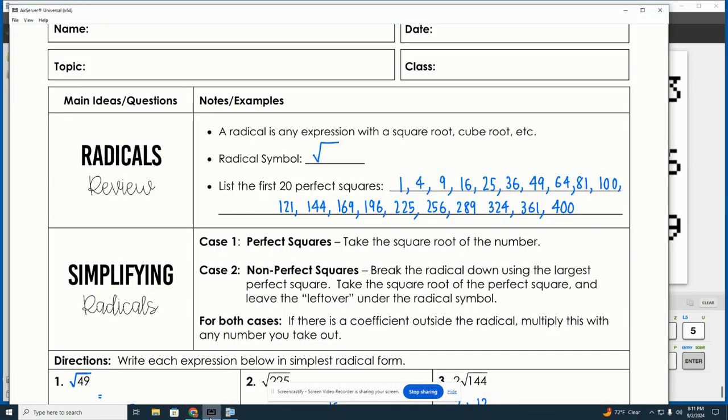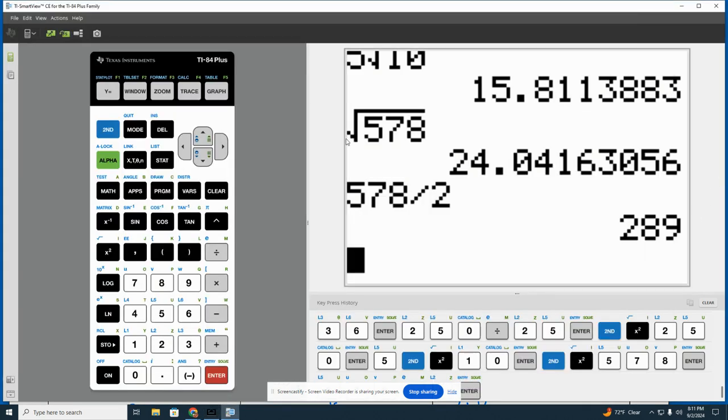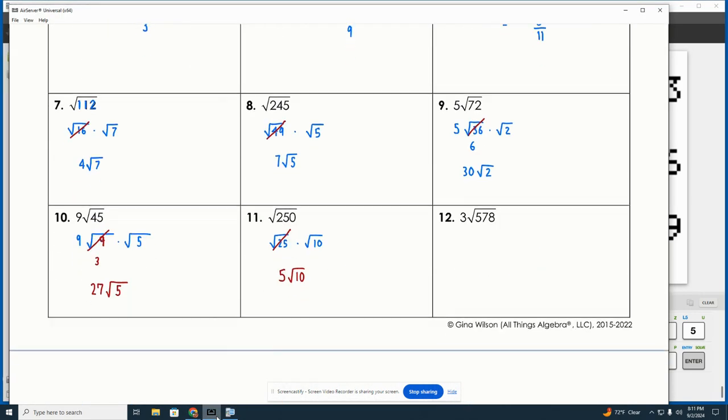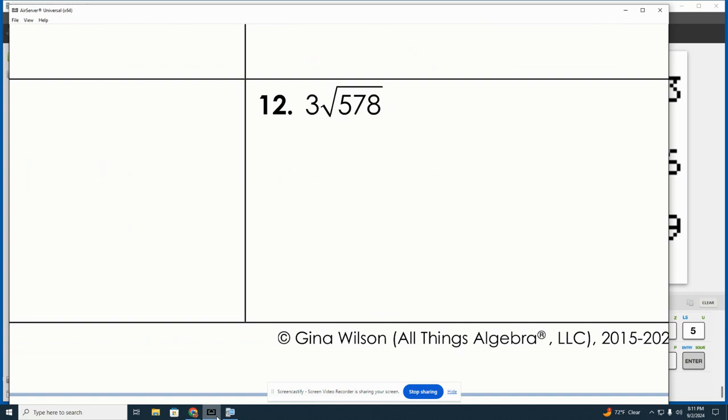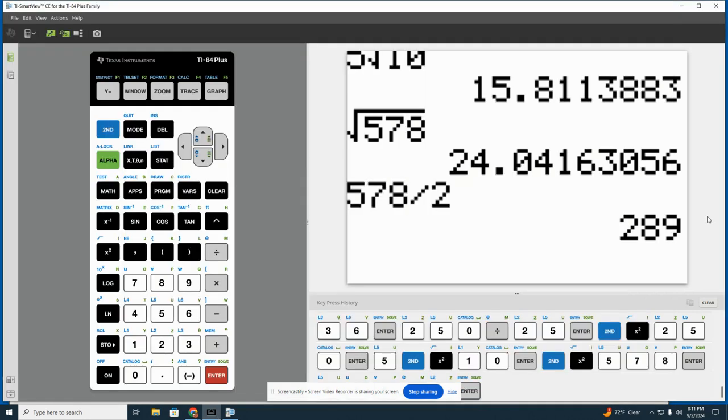Well, look at there. 289, it is a perfect square. So we found it. It's 289. Now, 289 goes into 578 twice. So that's how we're breaking it down. Okay, 289. Now, don't forget about that 3 that was already out there. 289 goes into 578 twice. Because 289 is the perfect square, it gets to come out. Now, what was the square root of 289?